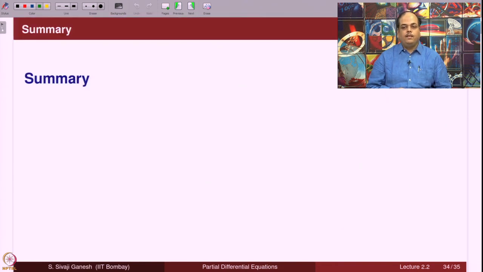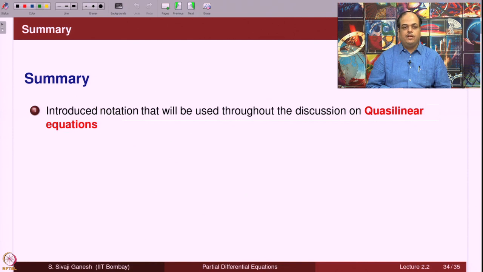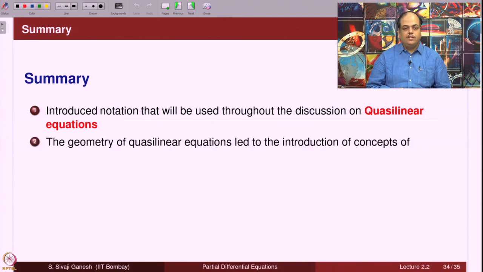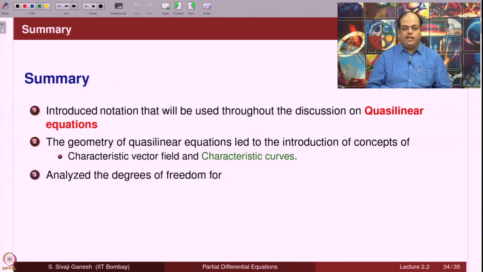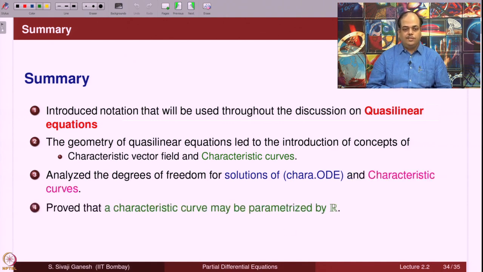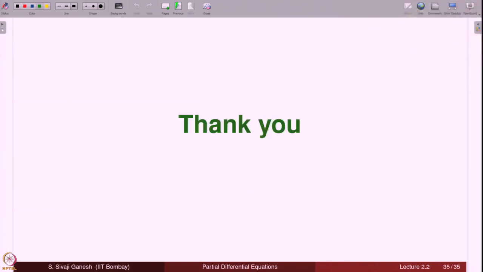Let us summarize what we did today. We introduced the notations that will be used throughout the discussion on quasi-linear equations, and then we discussed the geometry of quasi-linear equations, which led to the introduction of the concepts of characteristic vector field and characteristic curves. We analyzed the degrees of freedom for solutions of a Cara-ODE and characteristic curves. We proved that a characteristic curve may be parameterized by R. So, using this geometry of quasi-linear equations, we will try to solve the Cauchy problem for quasi-linear equations in future lectures. Thank you.